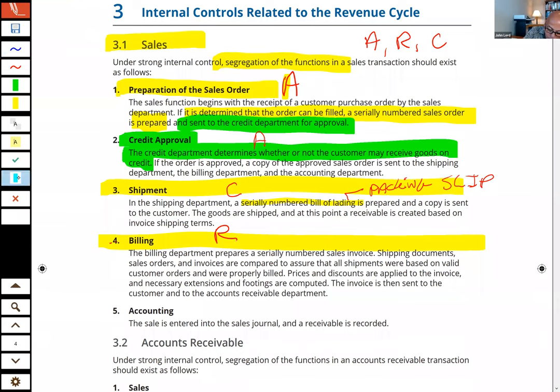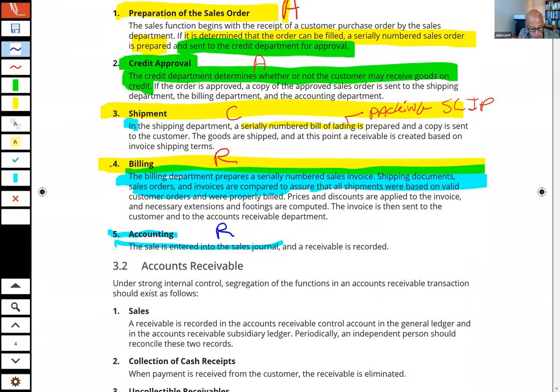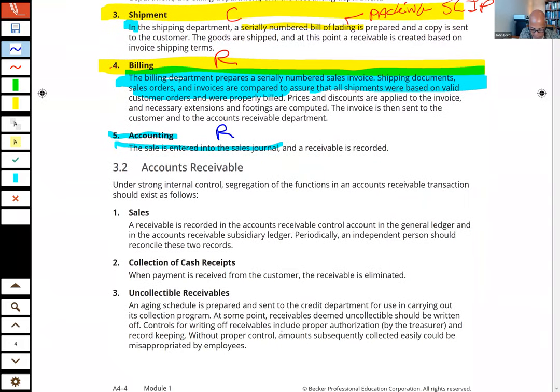The billing department prepares a serially numbered sales invoice. Shipping documents, sales orders, and invoices are compared to assure that all shipments were based on a valid customer order and are properly billed. And then, of course, we have the accounting department, which is a record keeping department, enter the information into the sales journal. Good. Okay, so we've got the sales there.